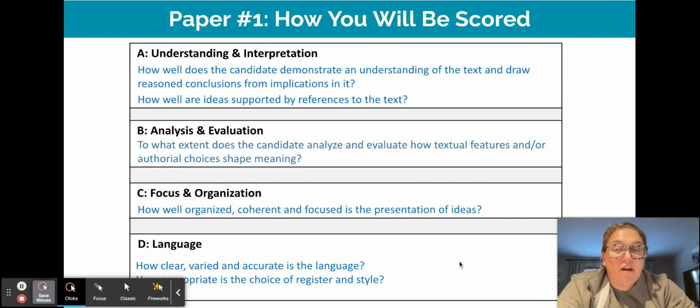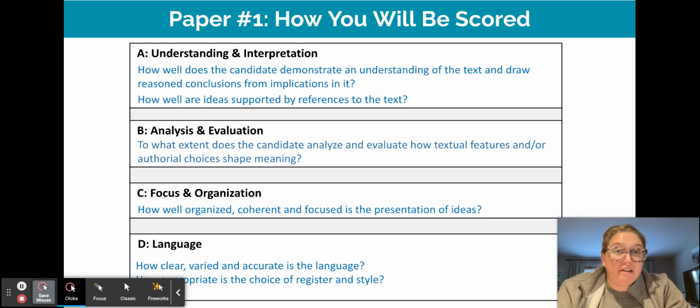Okay, so let's talk about how your paper is going to be scored. So we know that there's four criteria, and we talked a little bit about A and B yesterday, which really are going to be the crux of your analysis and be something that the examiner is going to closely look at. It's going to closely look at all of it, but that's where your analysis lies, and your evaluation, right? Okay, so criterion A, understanding and interpretation.